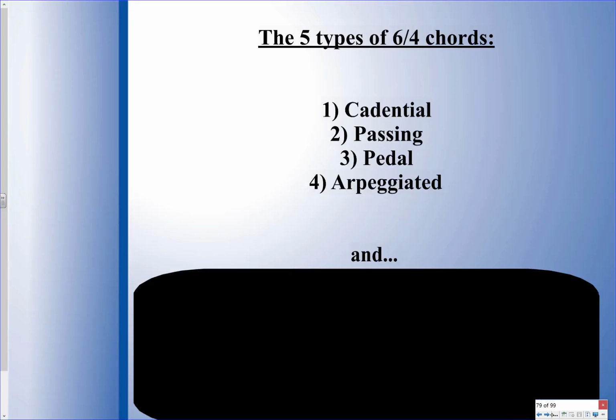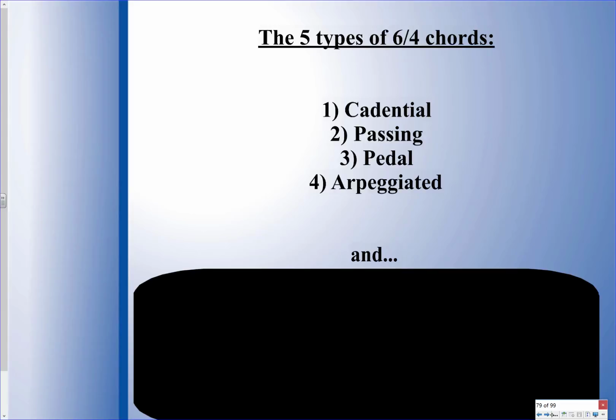So let's talk about the 5 types of 6/4 chords. First one we're going to discuss is the cadential 6/4. You can write the others down now, but we're going to focus mainly on the cadential 6/4. The second one is a passing 6/4. The third type of 6/4 chord is the pedal 6/4. And the fourth type of 6/4 chord is the arpeggiated.